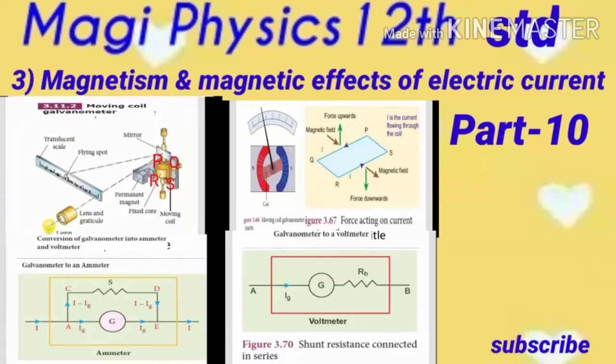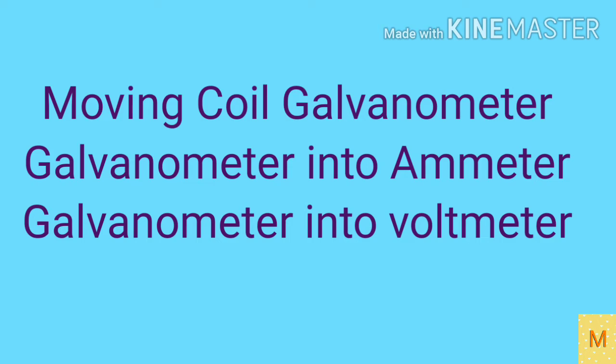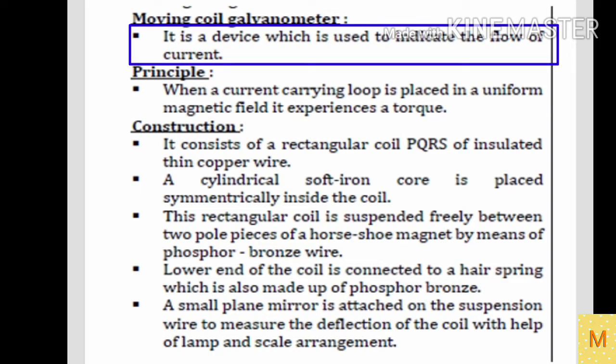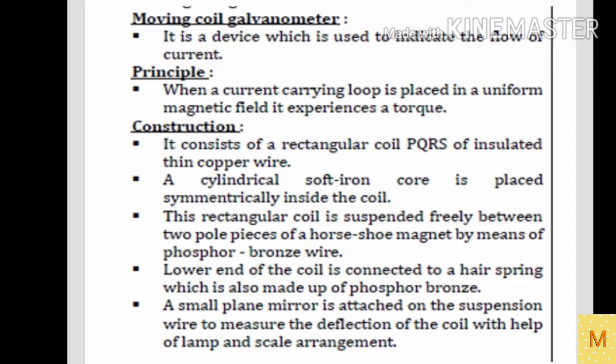Hello students. Now we are going to discuss some important topics in the third lesson, magnetism and magnetic effects of electric current. First one is about the moving coil galvanometer. It is a device which is used to indicate the flow of current in the circuit. What is the principle behind the function of a moving coil galvanometer?